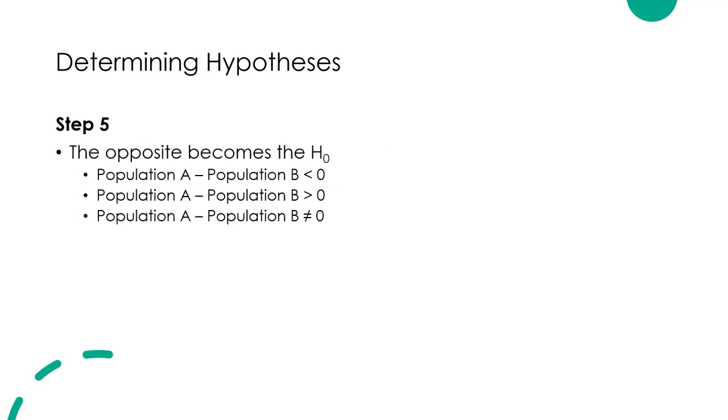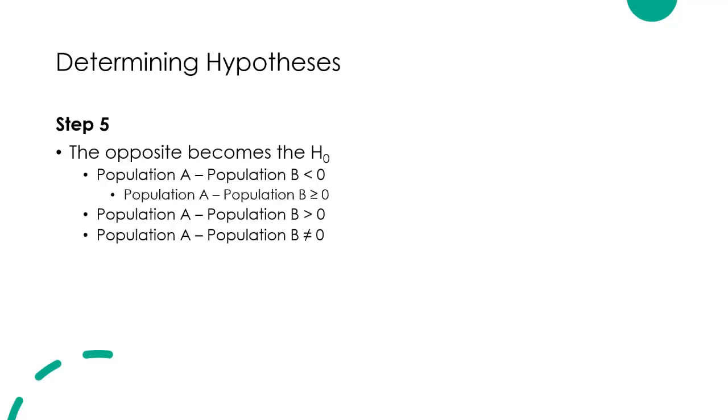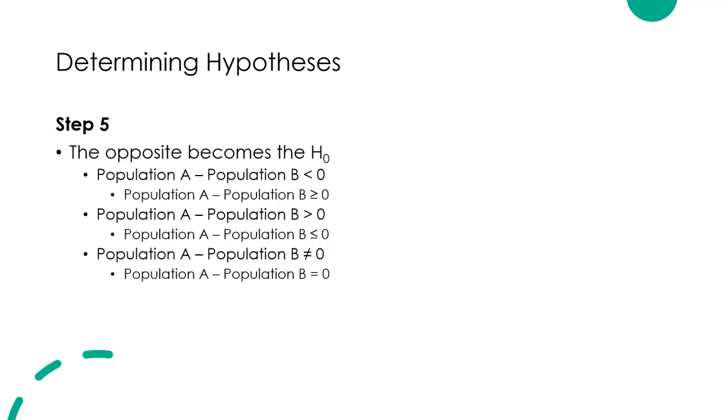The final step is just to figure out the opposite. And whatever the opposite is becomes your null hypothesis. So for the first one, it's greater than or equal to 0. For that second one there, it's less than or equal to 0. And your final one is just equal to 0. And that's how we can work through these 5 steps to figure out what our hypotheses will be when we're comparing multiple populations.